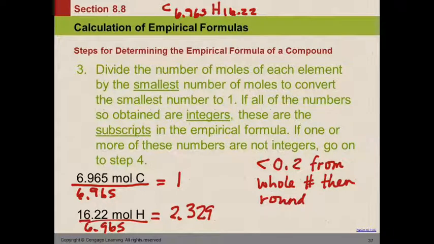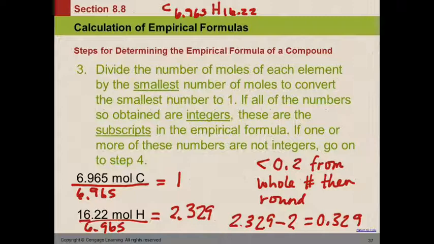So what does that mean? If it's more than that, don't round it. So what's the closest whole number to 2.329? The closest whole number is 2, right? So if we take 2.329 and we subtract the nearest whole number, we get 0.329. That's bigger than 0.2. You cannot round it, because you'll end up with the wrong formula.